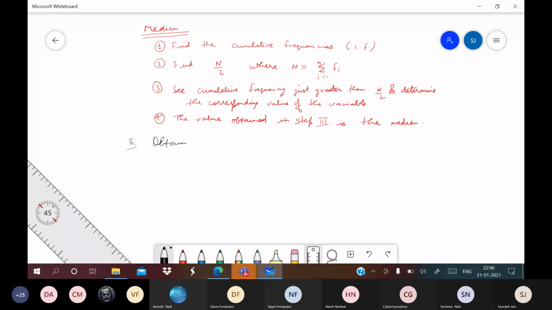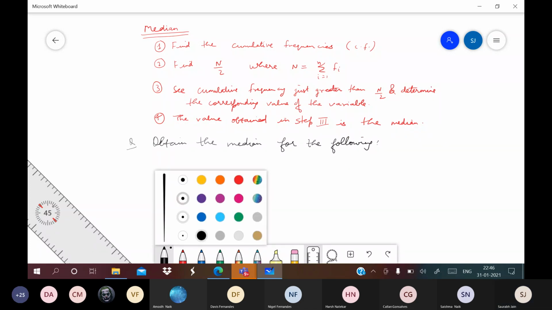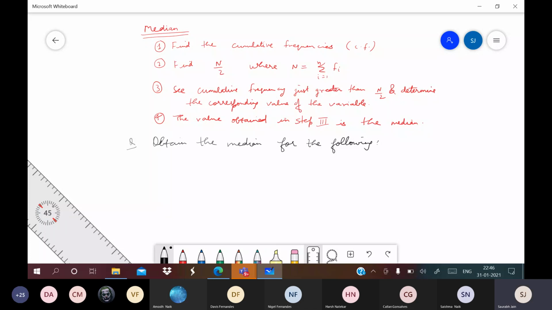Obtain the median for the following. X and F are given. x: 1, 2, 3, 4, 5, 6, 7, 8, 9. You'll try this question, okay? Let me see if you can find the correct median. Try this.